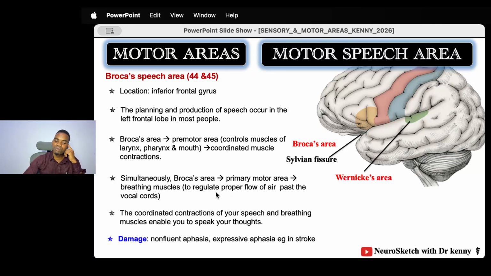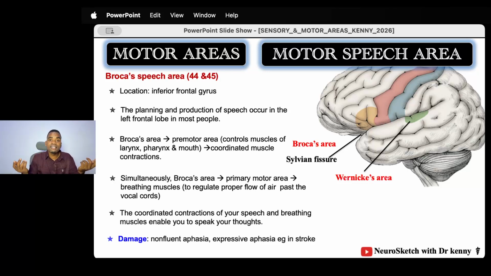This regulates the proper flow of air past the vocal folds. Remember the other time we discussed the mechanism of speech: the sound we produce is actually air coming from the lungs. Air from the lungs gets to the vocal folds and is vibrated by them, then pushed to the mouth, where it meets the tongue, which articulates and moves in different directions to push this air to form different words. This, in short, is the mechanism of speaking.